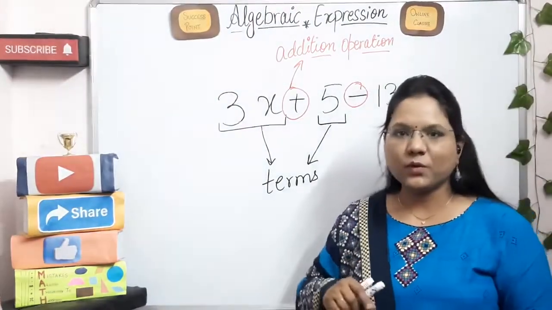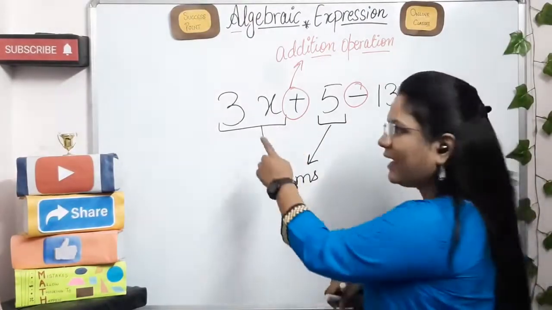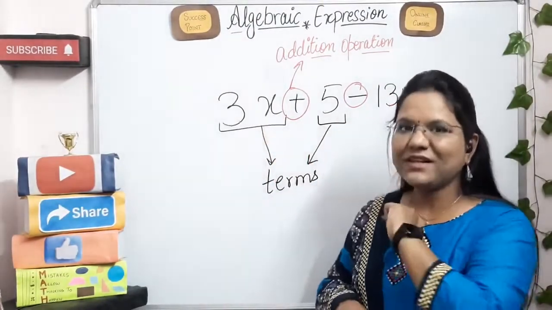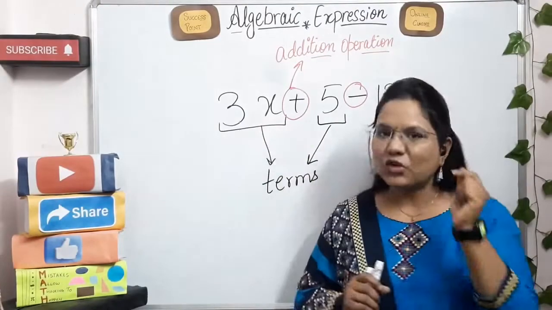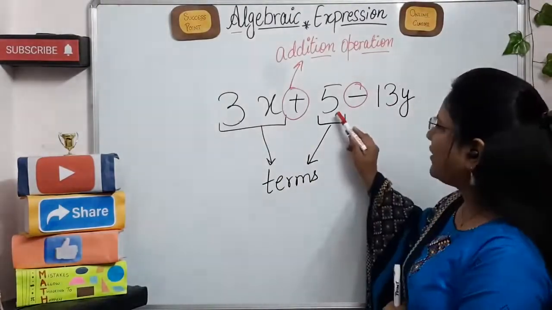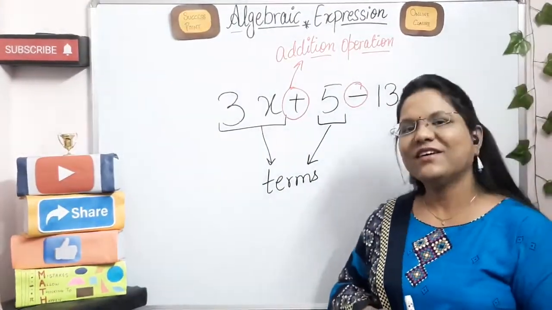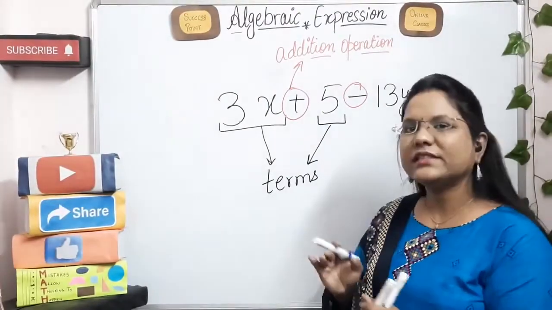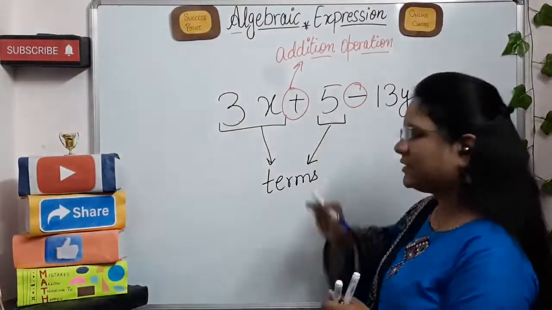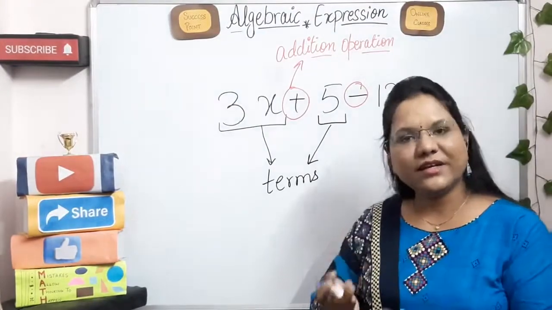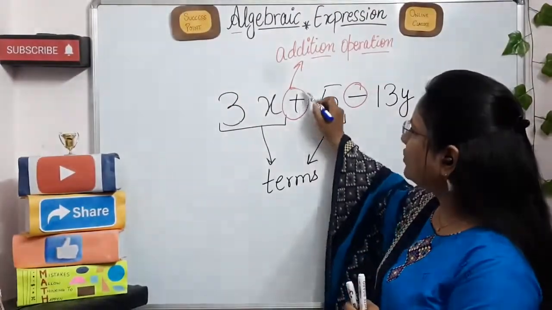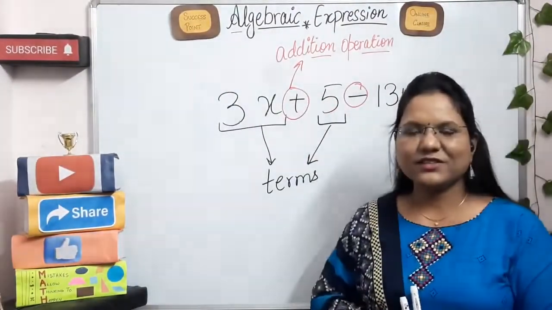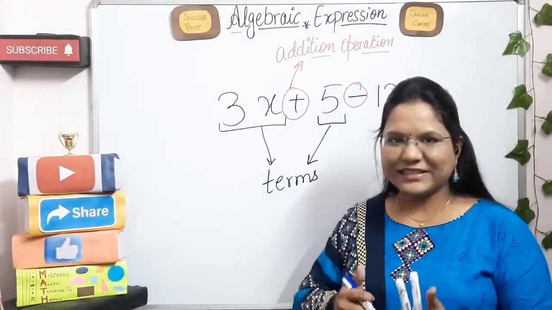Okay guys, so till now what did we do? 3x, x is a variable, very good. 3 is a coefficient, very good guys. And 5 is a constant. 3x is a separate term, 5 is a separate term. So these are terms, okay? And we are using the plus operation here. So these are operations.